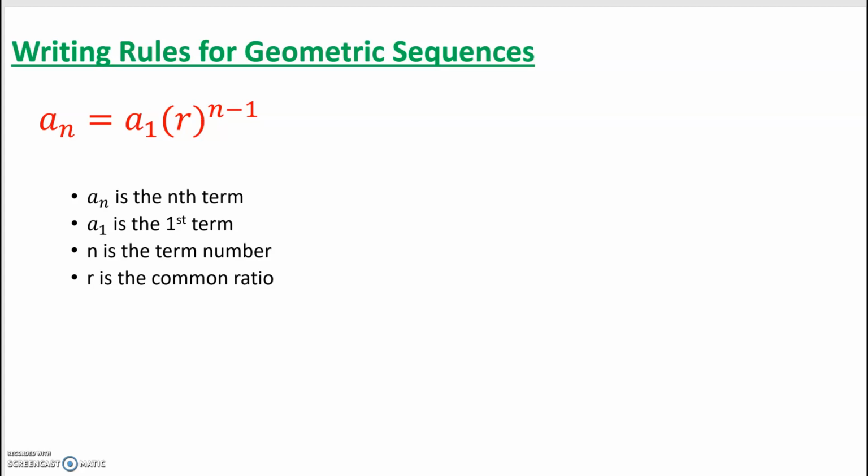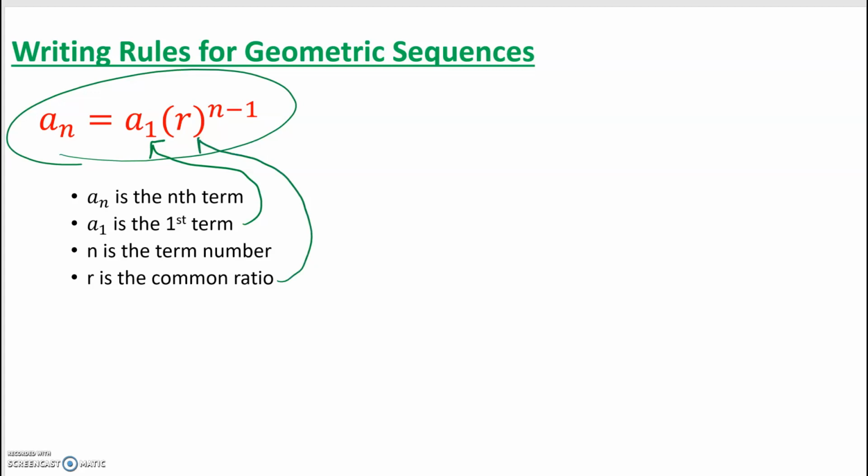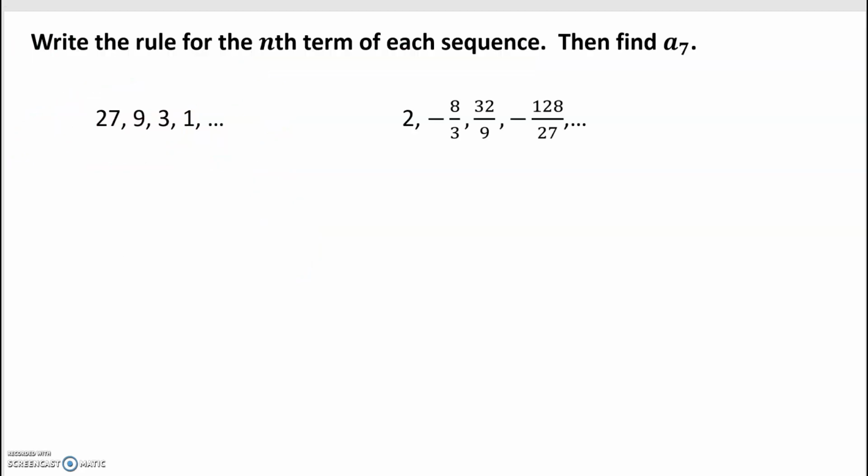So once we have identified a sequence as geometric, we do have rules for writing those sequences. Okay, just like we did for our arithmetic sequences, we can write that with our geometric. So this is our nth term, then we have our first term being plugged in. R is our common ratio, and then remember, n we leave in the equation because that allows us to plug in any number and find that term number. So we're going to start by writing the rules of the nth terms of each of these sequences and then finding a of 7, so the 7th term.